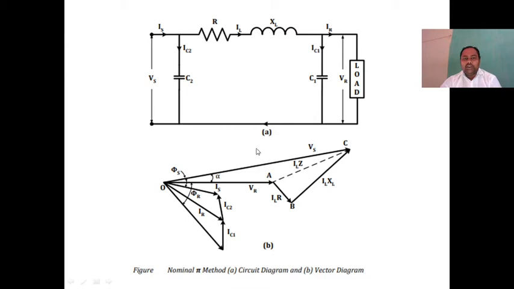Please observe carefully the sending end voltage line and the sending end current line. The sending end voltage and sending end current phase angle is phi s. This is a vector diagram. For drawing the vector diagram, you must take VR as a reference. From VR, we can draw all the parameters one by one.